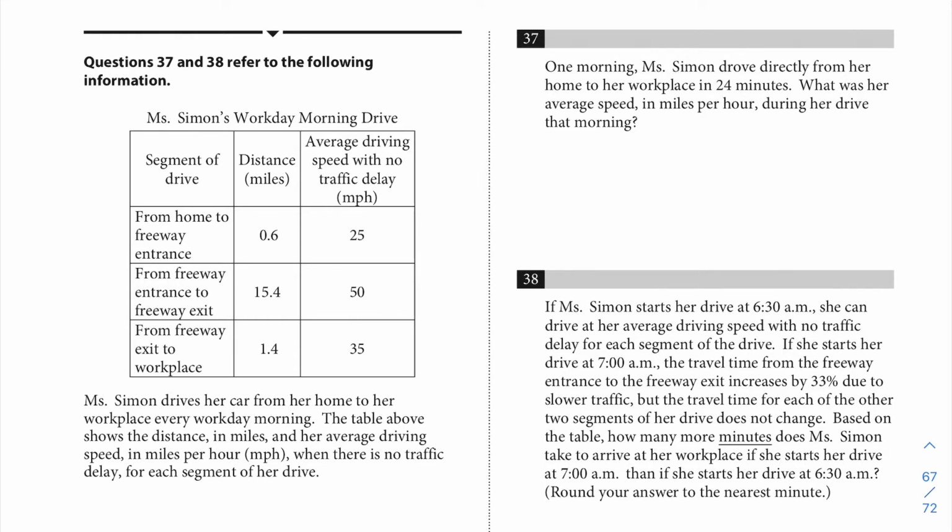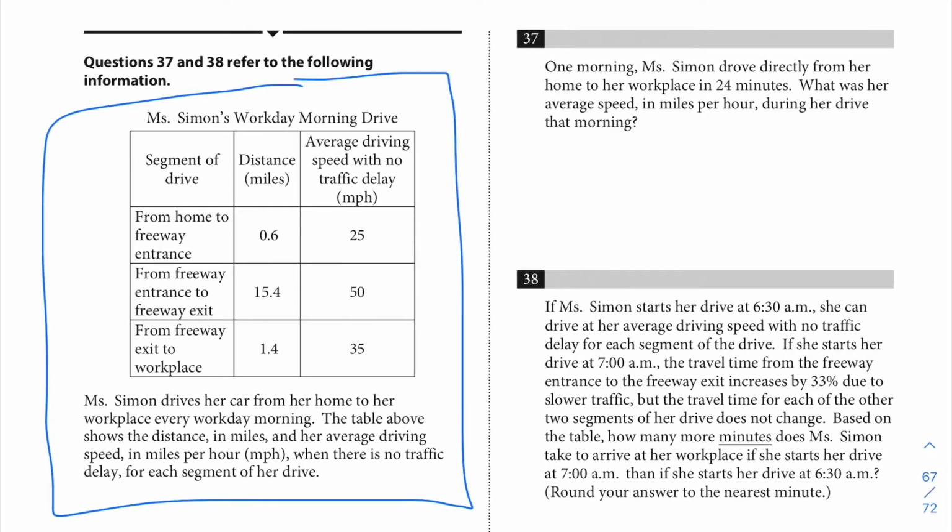It says questions 37 and 38 refer to the following information, and they give us this table along with a description. Let's talk through what information we see here. So we have different segments of a commute. It's a workday morning drive, and we have from home to freeway, freeway to exit, exit to workplace, and the distances for each along with the average driving speed for each.